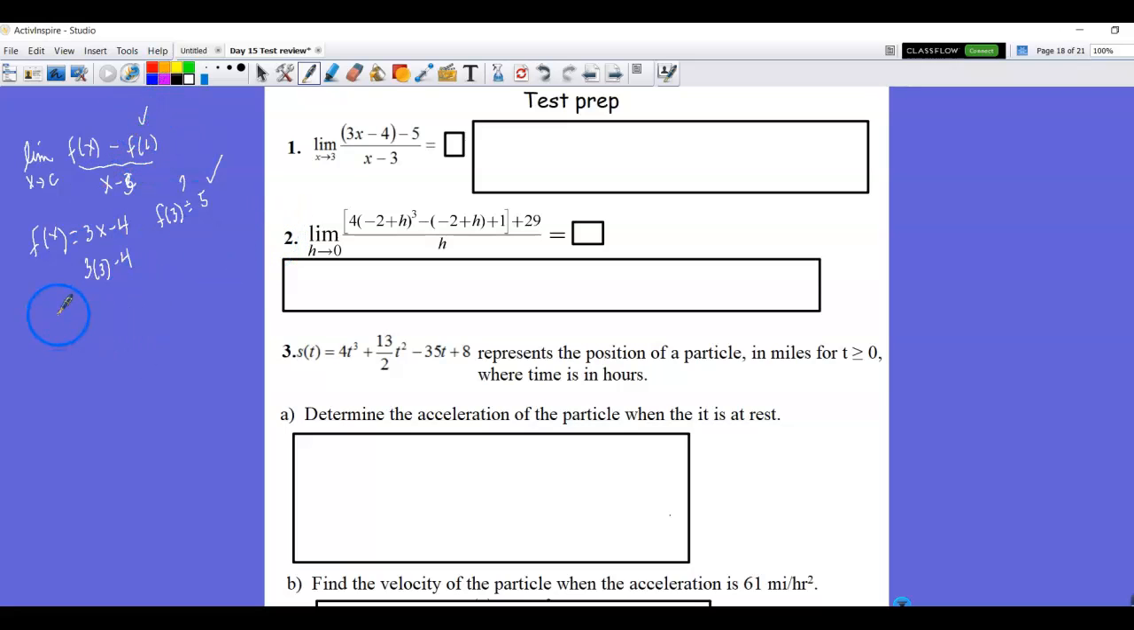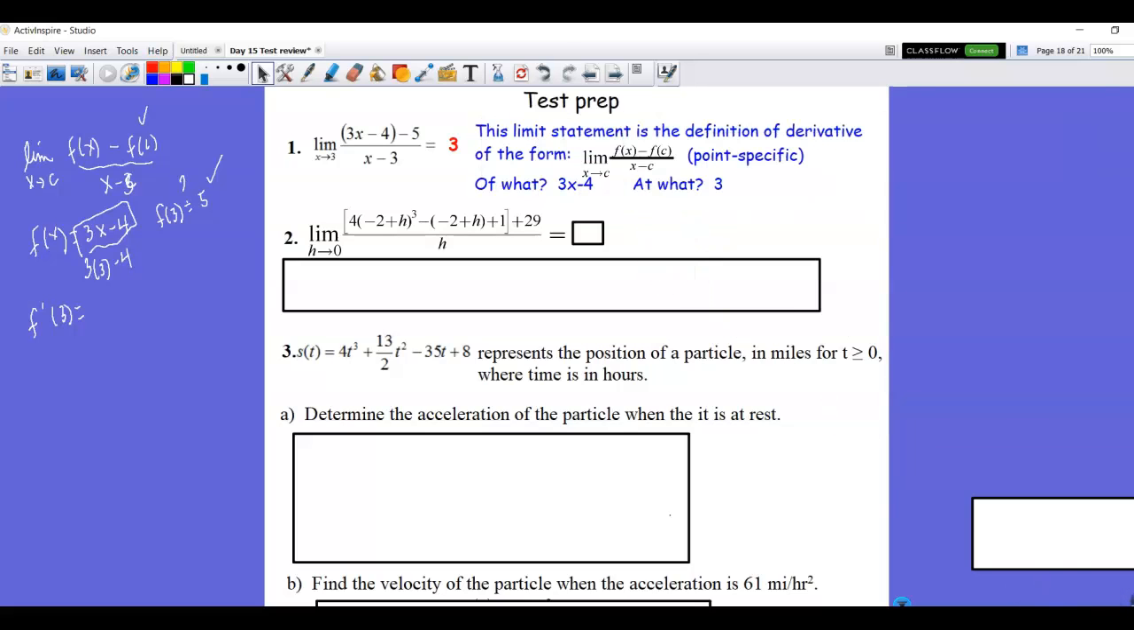So now I figured out that this is asking me for the derivative of f of x. It wants f prime of x evaluated at 3. Well, if the function is 3x minus 4, the derivative of 3x minus 4 is 3 all the time, because 3x minus 4 is linear. So the derivative at 3, the answer to that is simply 3. That's what I would select for my answer, and this is just an explanation of what I just told you. This statement is the definition of derivative of this particular format.